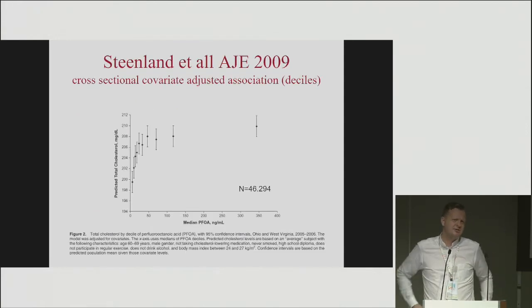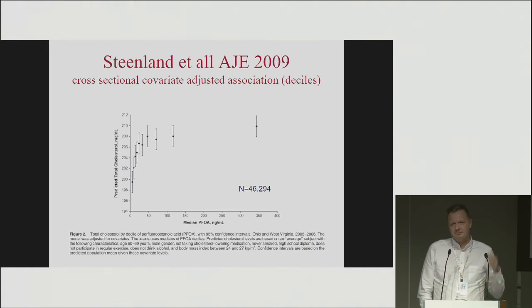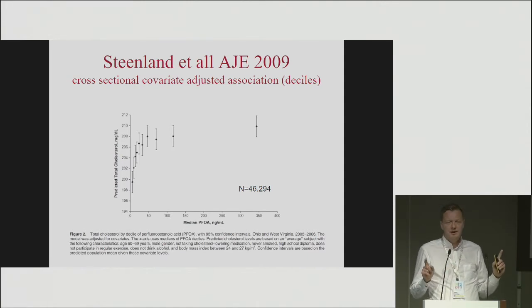And I'm just showing this because this is an example of how epidata is reported. It's not reported by giving you some non-linear coefficients or anything. They break the data down into 10 equal groups. We have 46,294 people in the study. You break the data points into 10 equal deciles, so that means that there are 4,629 subjects plus minus in each decile. And then you plot the mean cholesterol level in each group as a function of the median concentration of PFOA in each decile. So this is quantile data.